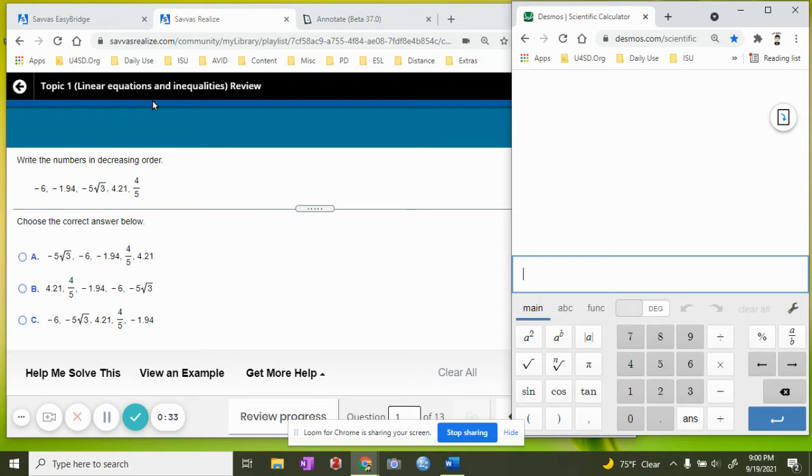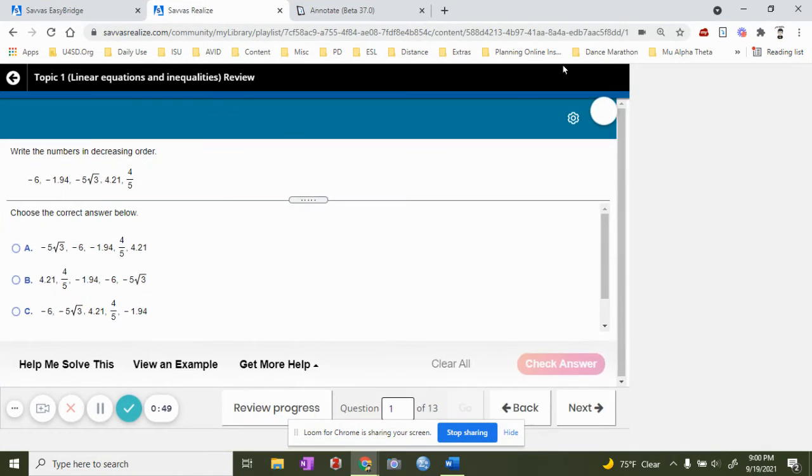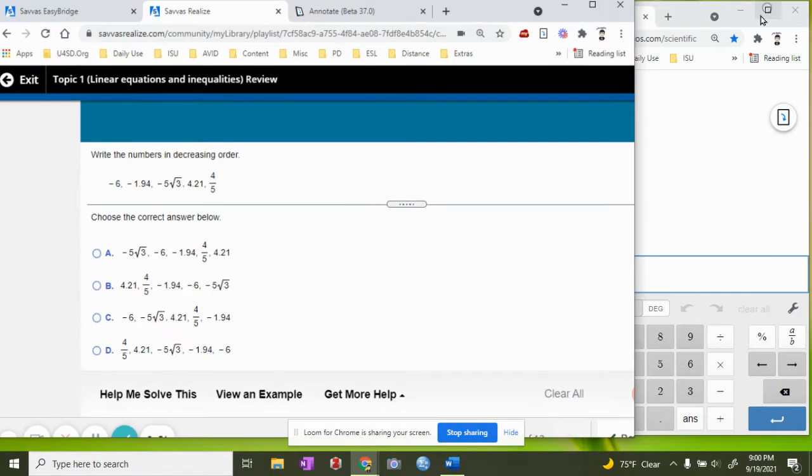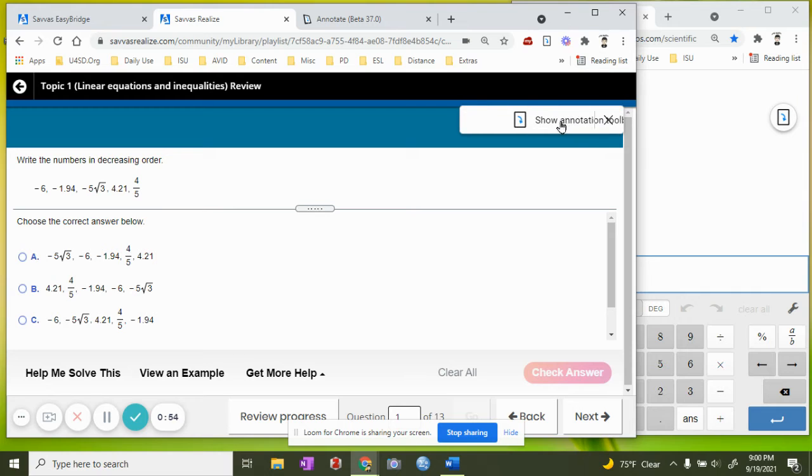If you follow the link in Google Classroom for Topic 1, Linear Equations and Inequalities Review, your question 1 and my question 1 may look different, but that's okay. We're going to approach them with the same strategies. And those strategies include viewing each of our numbers as a decimal.